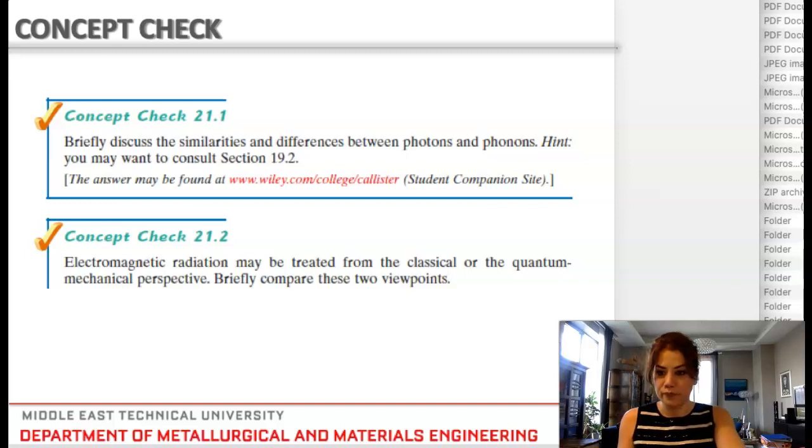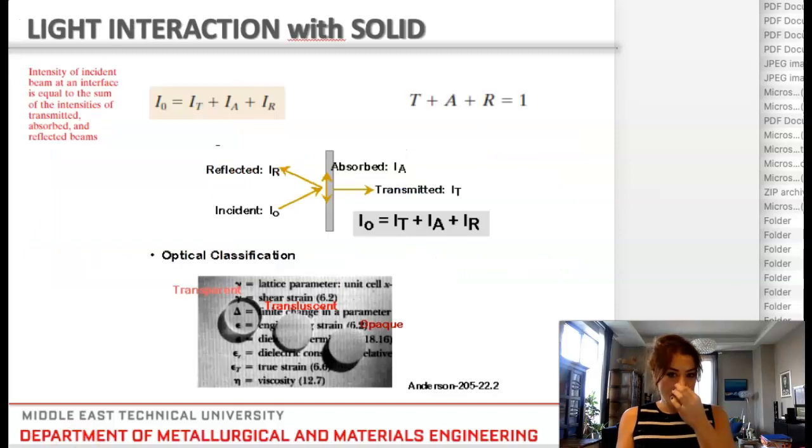Okay. All right, so we defined the light. What is an electromagnetic radiation? What kind of nature does it have? And then let's see what kind of interactions we can observe with matter, with solid matter. When a light comes to my matter, these are the possible things that can happen. One, it can reflect. Two, it can transmit. Or it can be absorbed.